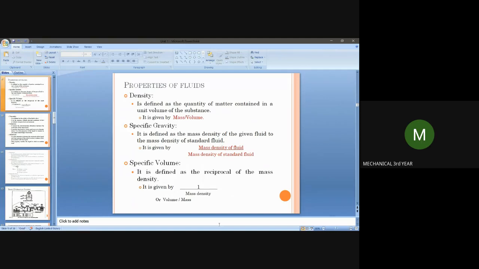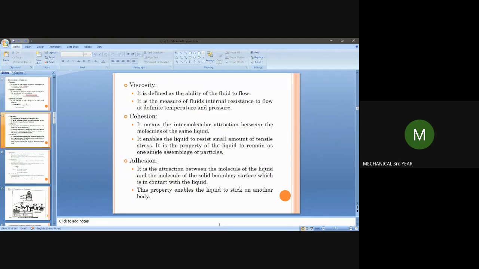So the next thing is viscosity. It is defined as the ability of the fluid to flow. Okay, it is nothing but the restriction of the fluid to flow. You would have studied it that way. So it is the measure of the fluid's internal resistance. Internal resistance is nothing but it has some amount of restriction to flow. That is said to be the viscosity. It is the measure of fluid internal resistance to flow at defined temperature and pressure. As the temperature and pressure vary, the flow also varies. That has to be noted down.